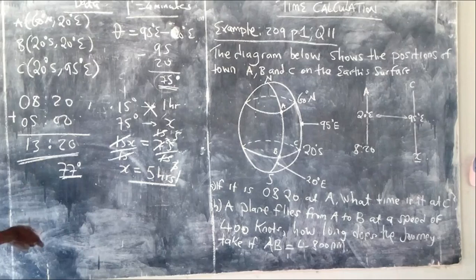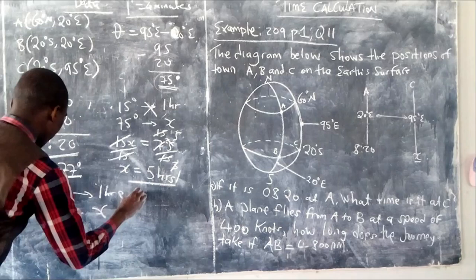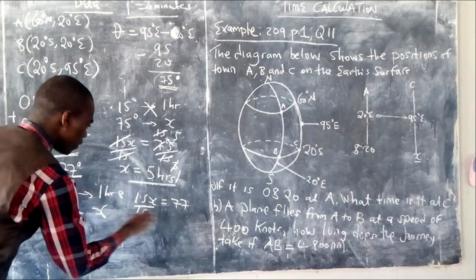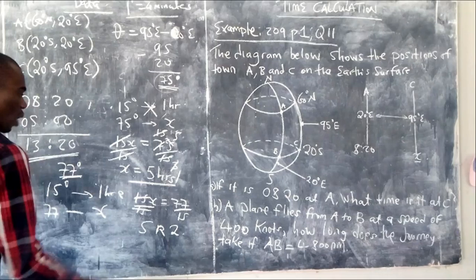So we would have said the same thing, 15 degrees is equal to 1 hour, okay? Then 77 is equal to x. So definitely we would have had something like 15x is equal to 77. And we divide by 15 and divide by 15. So here the answer could have been 5 remainder 2. Okay, now what do we do with these 2 that has remained?